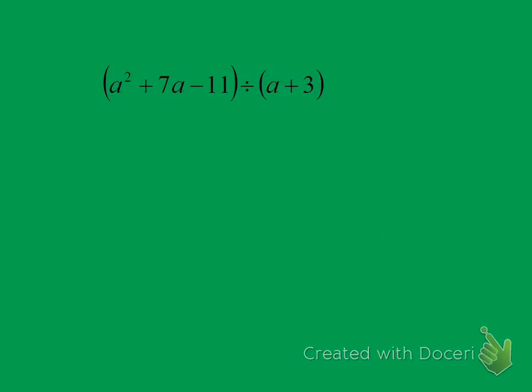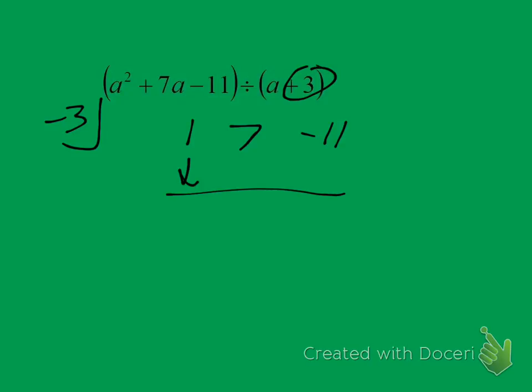Okay, we got 2 more, and these are going to be your 2 different cases. The first one being a squared plus 7a minus 11 divided by a plus 3. So we got 1, 7, negative 11, and in our box goes what? 3. Nope. Opposite, negative 3. Always the opposite of what's in the binomial.